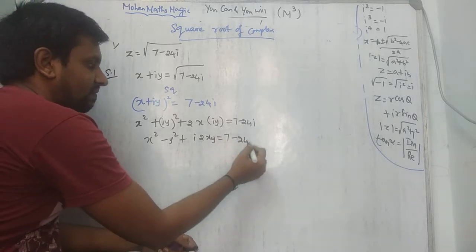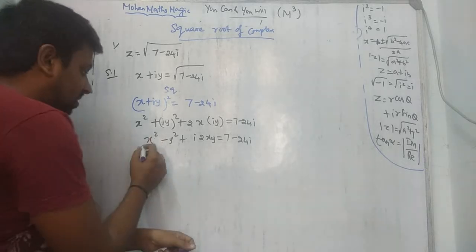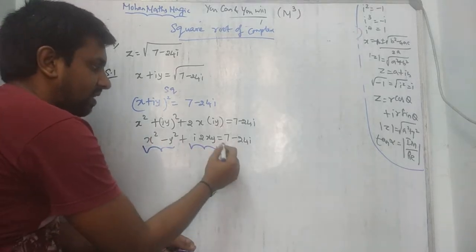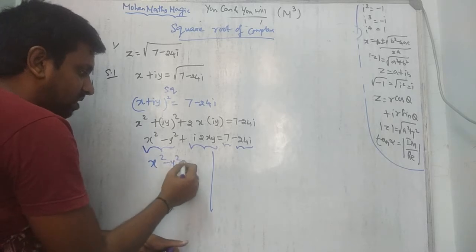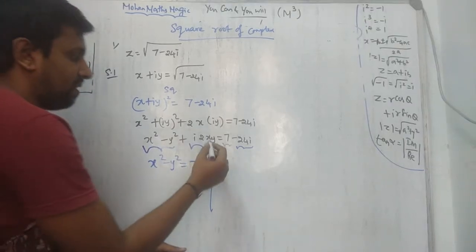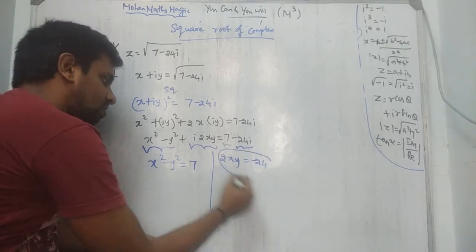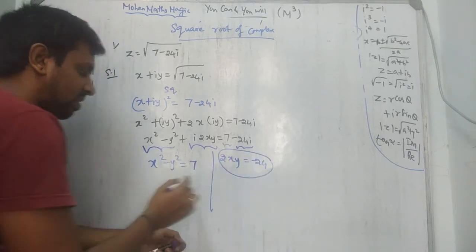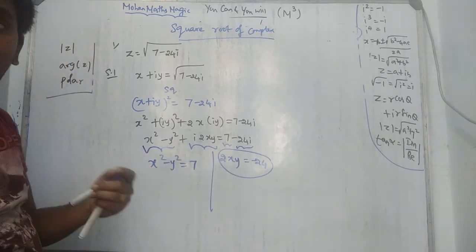Now we equate the real part and the imaginary part separately. Real part: x square minus y square equals 7. Imaginary part: 2xy equals minus 24. So 2xy is negative. Why have I told you this line? Because it will be useful later.